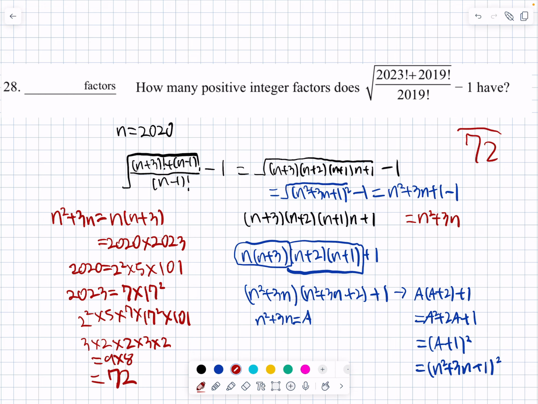Therefore, the number of positive integer factors of root of (2023 factorial plus 2019 factorial) over (2019 factorial) minus 1 is 72.